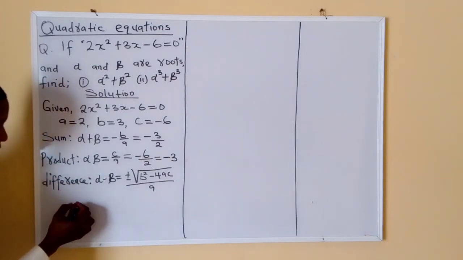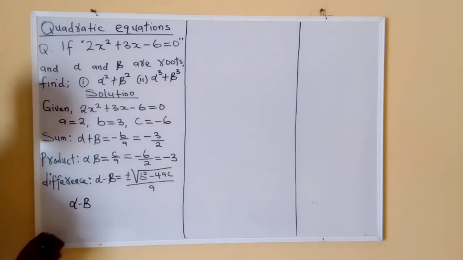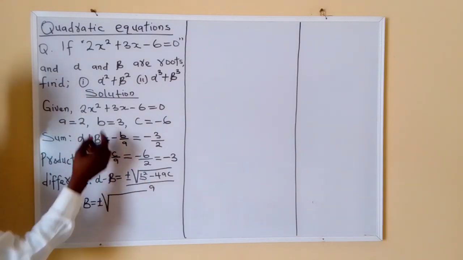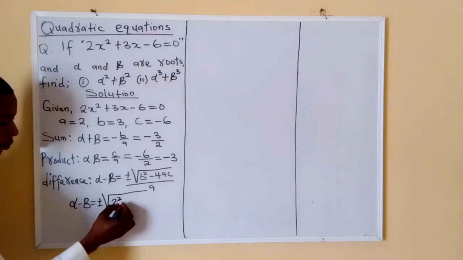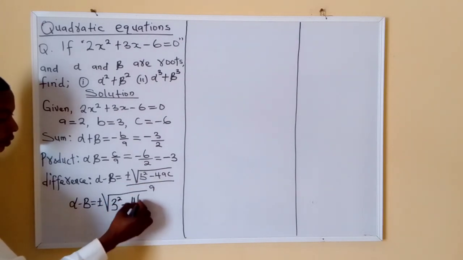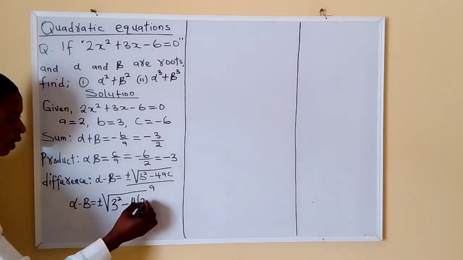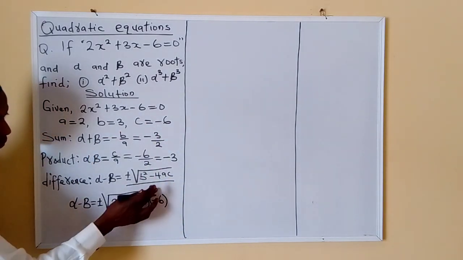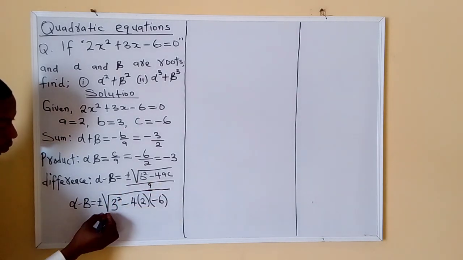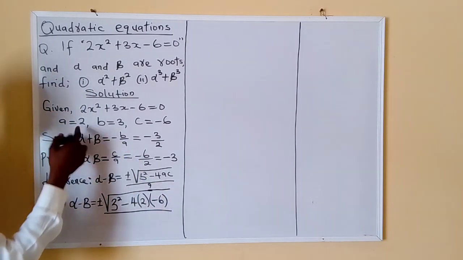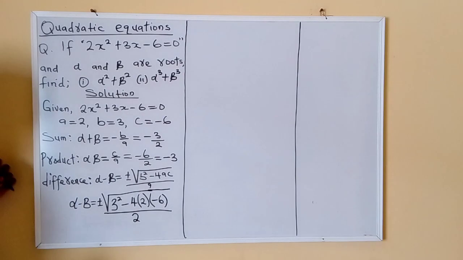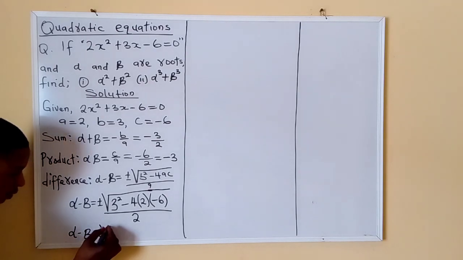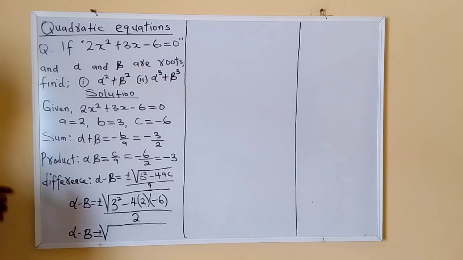So if we apply that, our alpha minus beta will be equal to plus or minus the square root of b squared, which becomes 3 squared, minus 4 times our a, which is 2, times our c, which is minus 6, divided by our a, which is 2. So we simplify further.